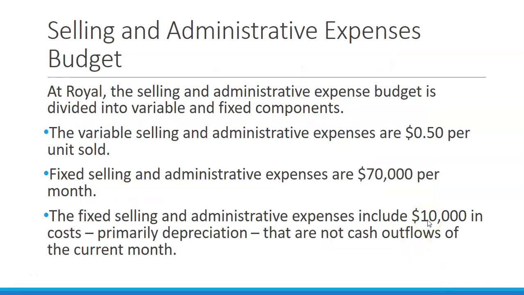Once we have all of our inventory budgets done, we can move on to our selling and administrative expenses budget. So these would be our period costs. We have a variable selling and administrative expense of 50 cents per unit. We have monthly expenses of $70,000 per month, and 10,000 of that is depreciation.